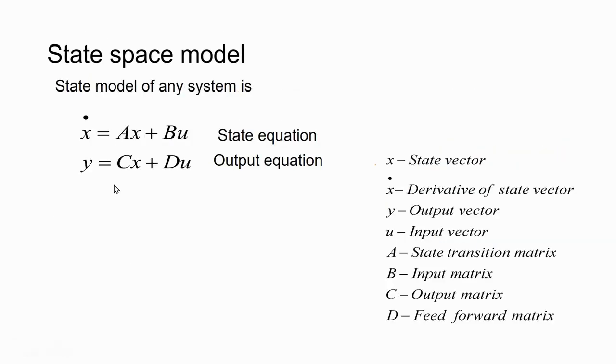The state space model of any system consists of two equations, state equation and the output equation. The state equation is given by x dot equal to Ax plus Bu. The output equation is given by y equal to Cx plus Du, where x is the state vector, x dot is the derivative of the state vector, y is the output vector, u is the input vector, A is the state transition matrix, B is the input matrix, C is the output matrix, D is the feed-forward matrix.